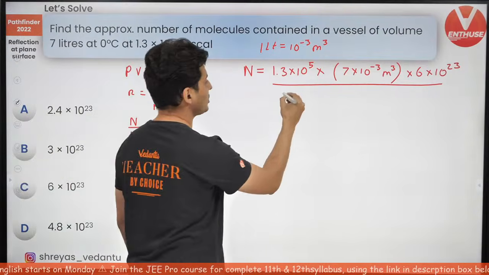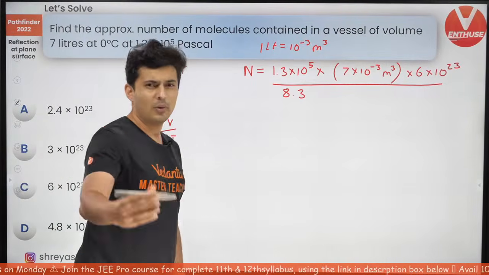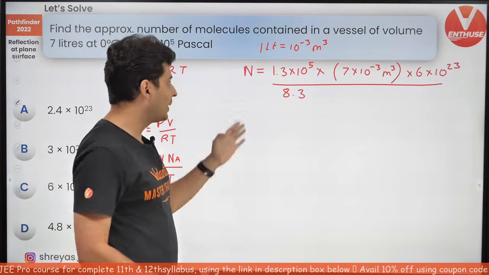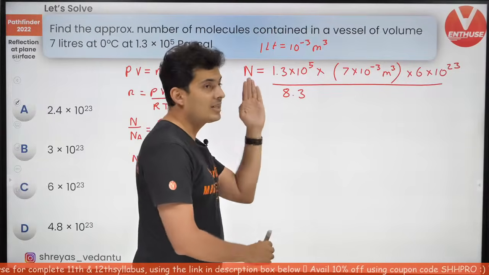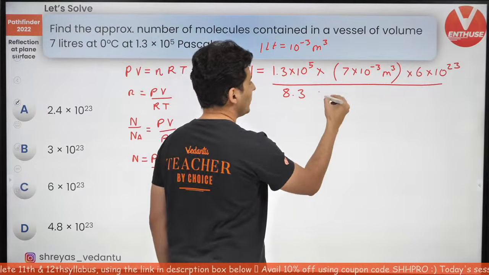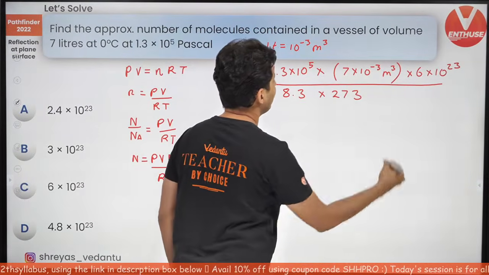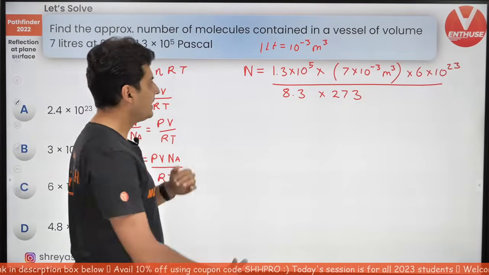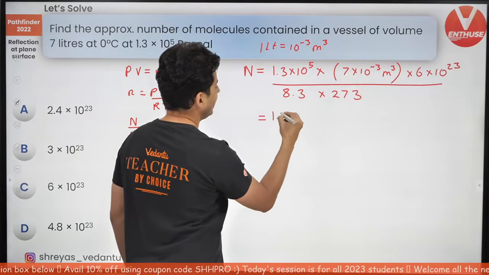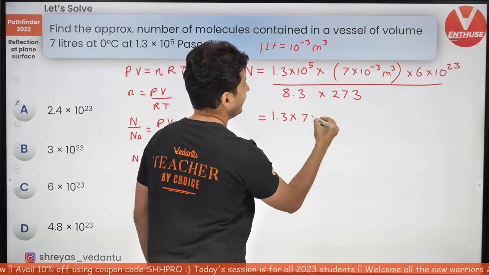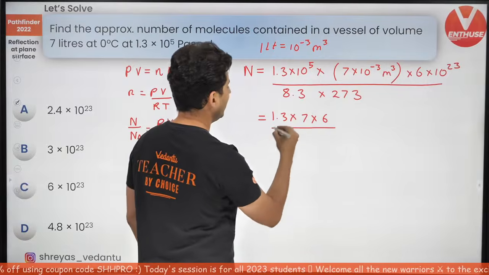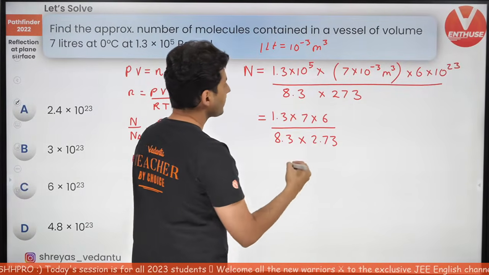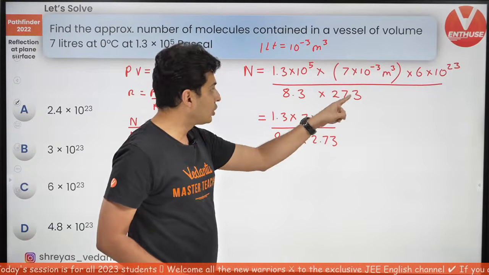R is in SI units, so 8.314 is the value of R. And temperature, don't put it as 0, you will get 0 marks, because 0 is in Celsius. Put it in Kelvin, so it is 273. Okay, now how are you going to do the math out here? Let's see. I'll write it as 1.3 into 7 into 6 divided by 8.3 into 2.73. Okay, I have taken two decimals here.